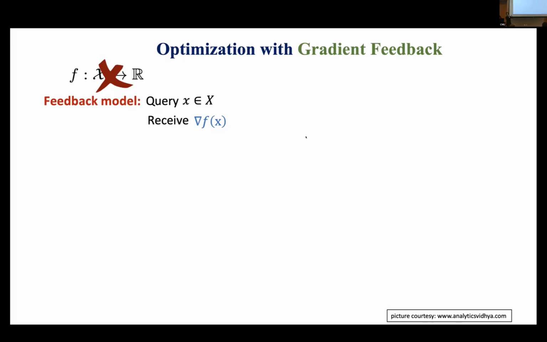So suppose you query some point x in the decision space, in the real numbers, and I just tell you the gradient of the function I have in my head at the point x. Does anyone know how to do the regret minimization or the optimization in that case? Whoever has seen online convex optimization should be able to tell. Gradient descent: go in the negative direction of the gradient.